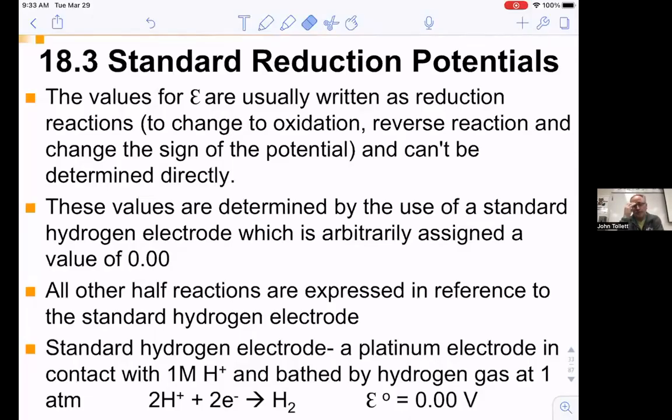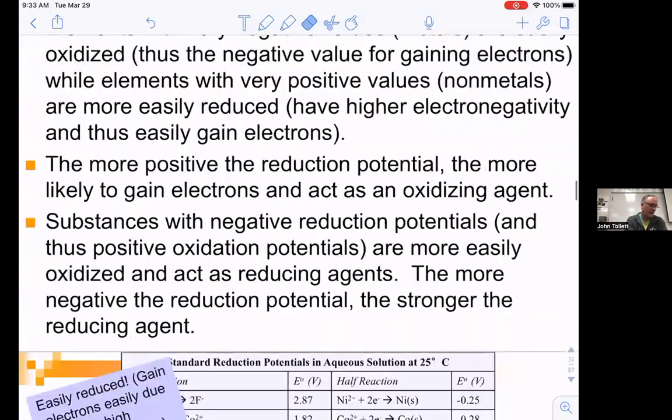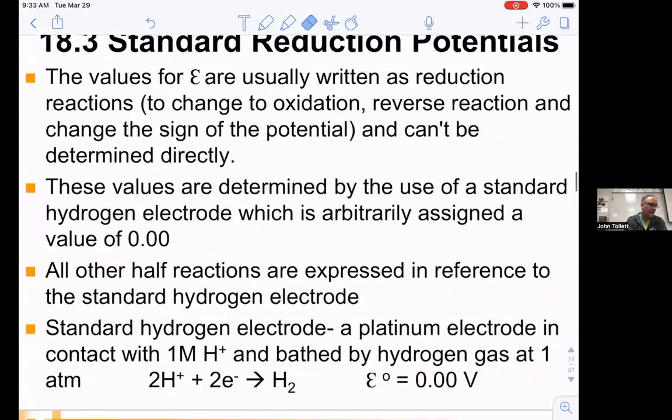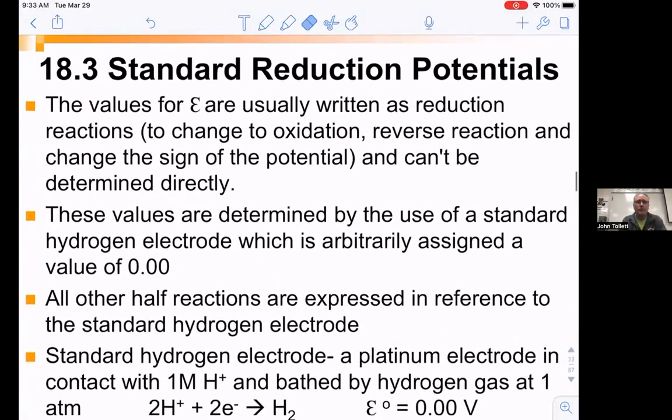So standard reduction potentials will be on a chart here. I think I've got it on the next page. Here they are right here, but we'll go through that in a second. But you have a chart there in your notes.